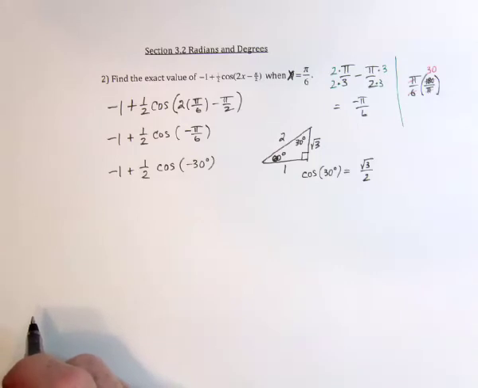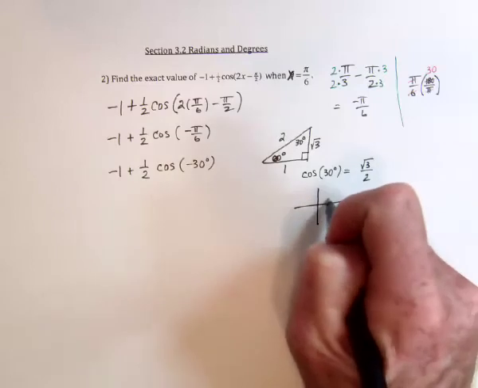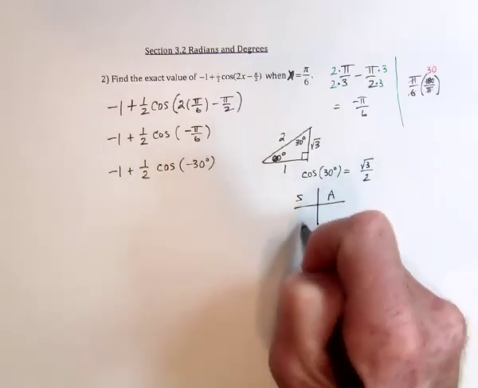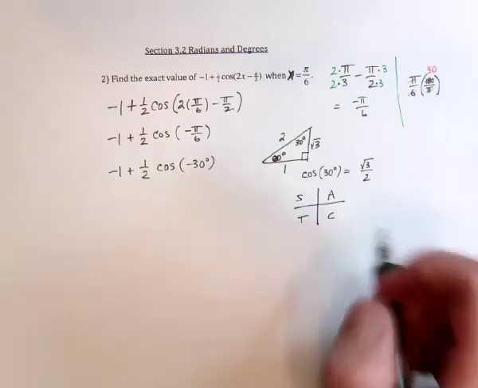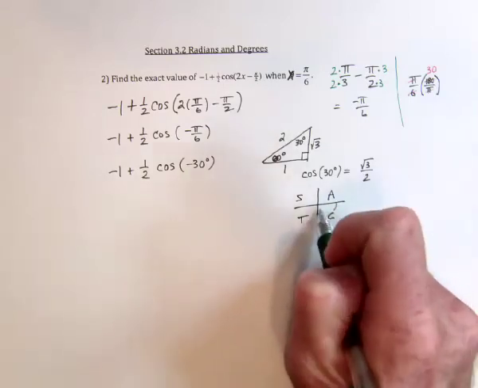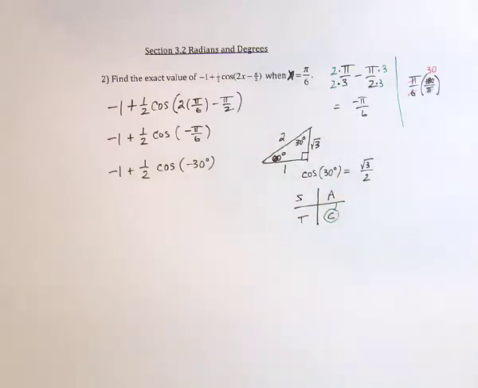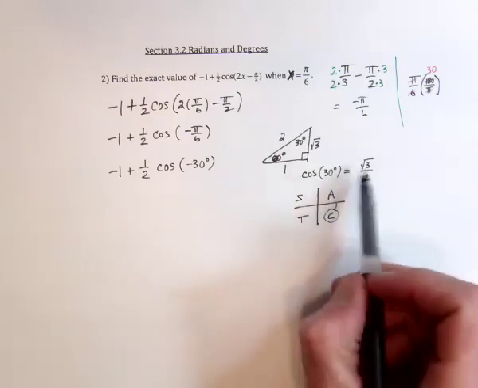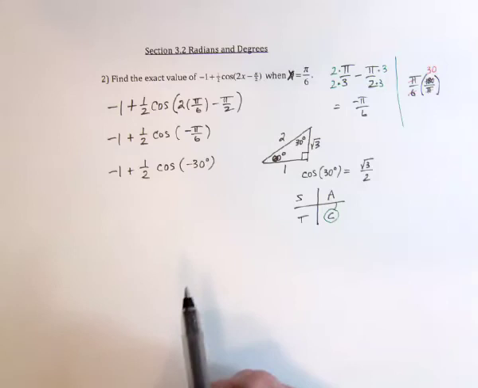and now what about cosine of negative 30 degrees? Again, use a smart trig class, and negative 30 degrees would be down here, so that would be in the fourth quadrant where cosine is supposed to be positive. So we actually get a positive square root of 3 over 2.